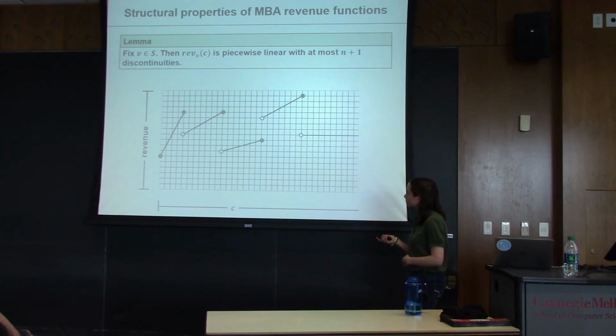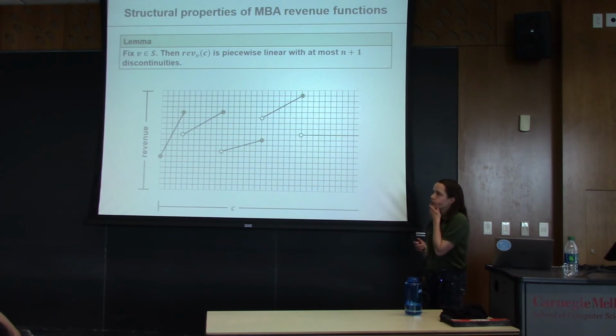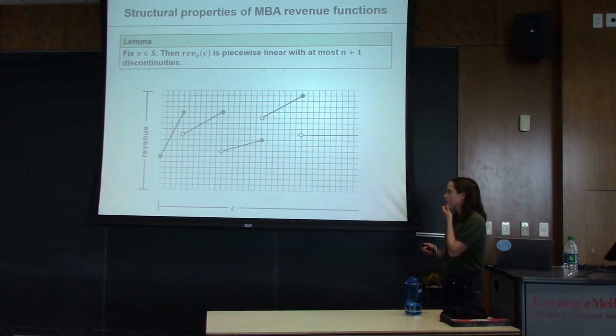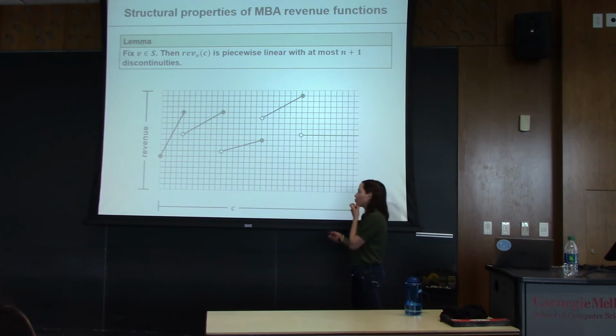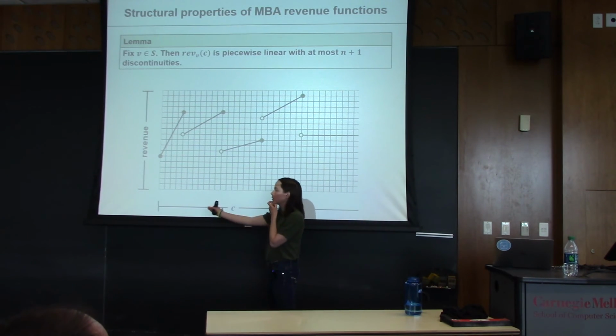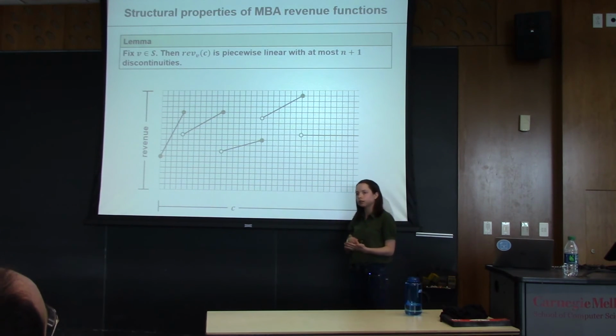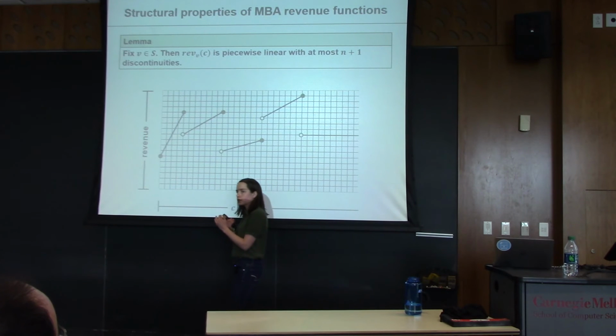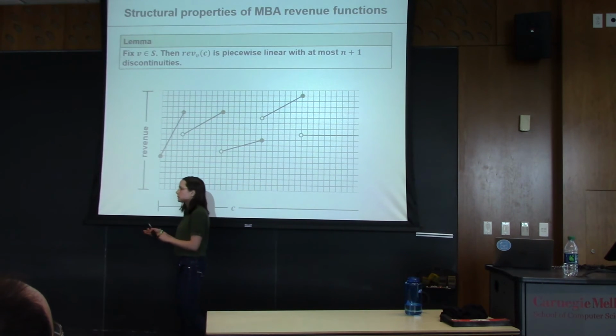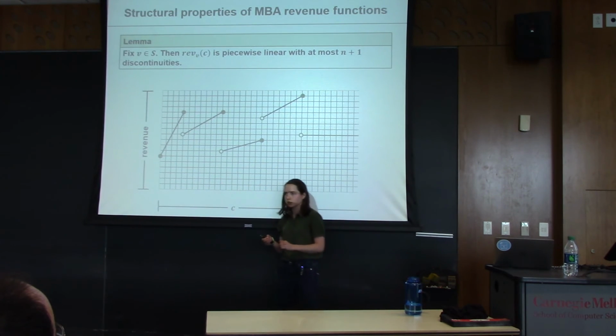And so then we want to know how large S must be in order to ensure empirical and expected revenue are close. In order to derive our bounds, we had to look at what happens as you change C: what does the revenue on a single bidding instance look like? We were able to derive these interesting properties of mixed bundling auction revenue functions.